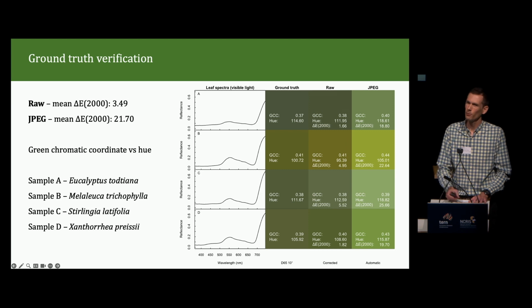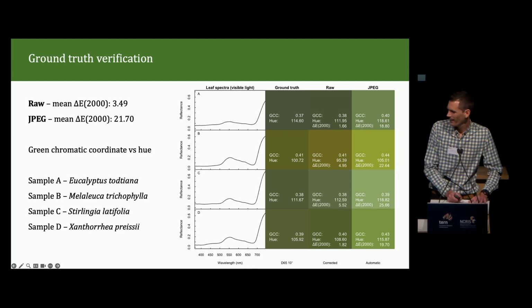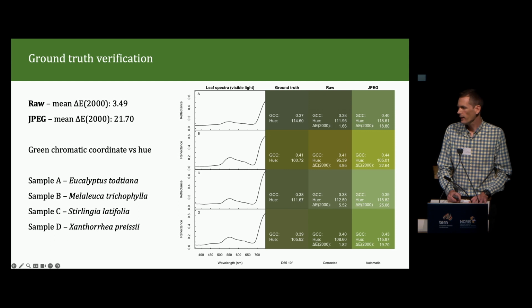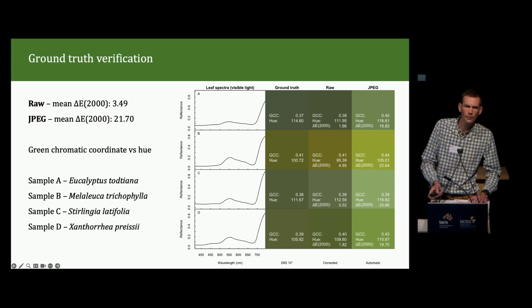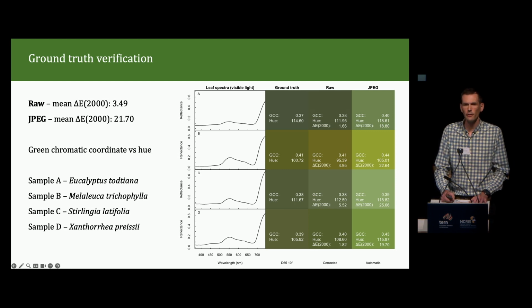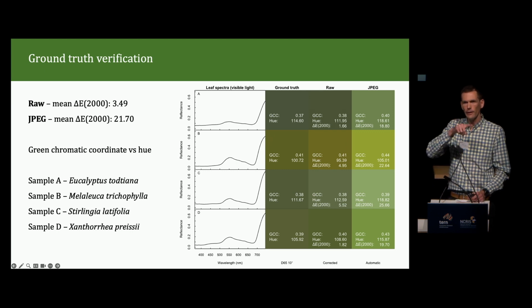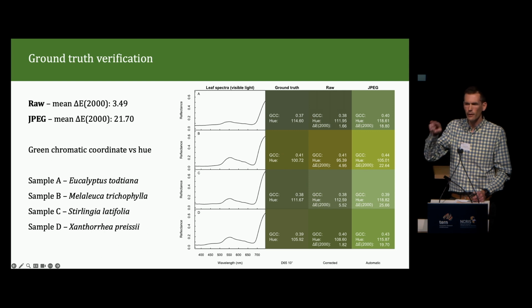And I was very happy when I saw these greens. So the mean delta E of 3.49 compared to 21.7 is quite a significant difference. And you can see on each of the green patches, I've listed the green chromatic coordinate and the hue value. I should explain that hue, for those that are not familiar, is essentially a colour wheel. So I'm sure you're all familiar with a colour wheel, and it is measured in the angle as you go around the colour wheel.